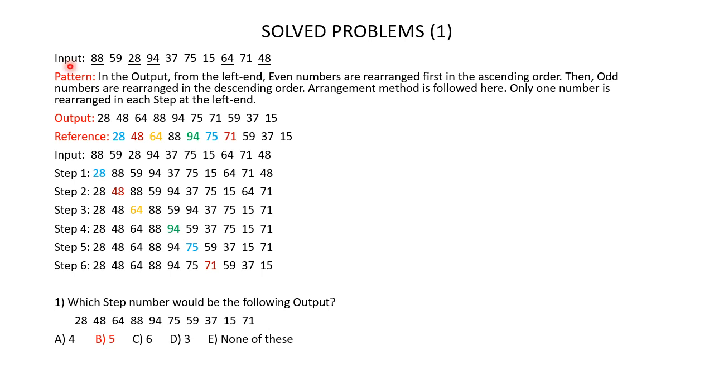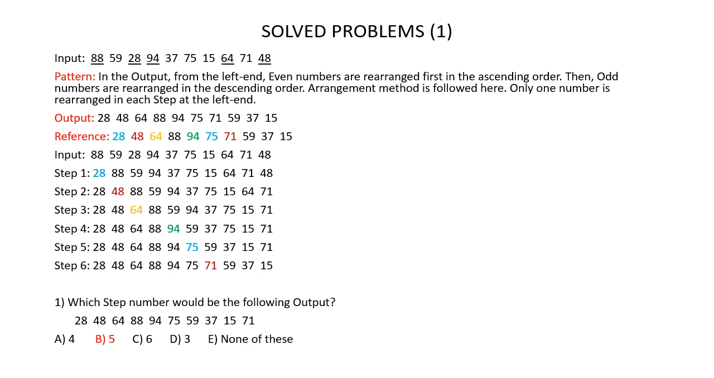This is the given input which consists of only numbers. Now we have to use the same pattern used by the machine for rearrangement on this given input and find out the rearrangement steps and the final output. We know that the pattern followed by the machine is like this. In the output, from the left end, even numbers are rearranged first in the ascending order. Then odd numbers are rearranged in the descending order.